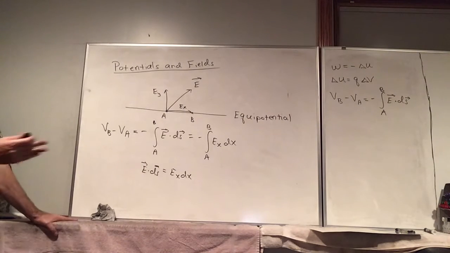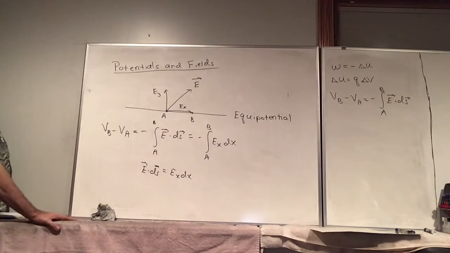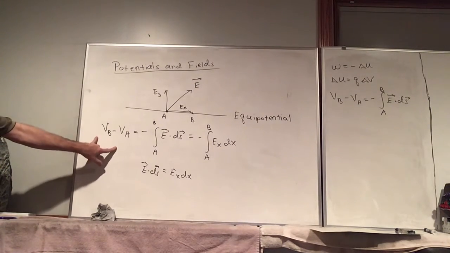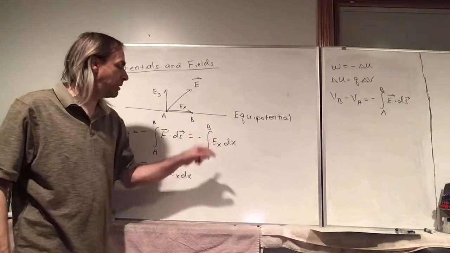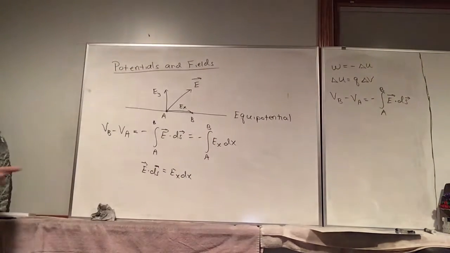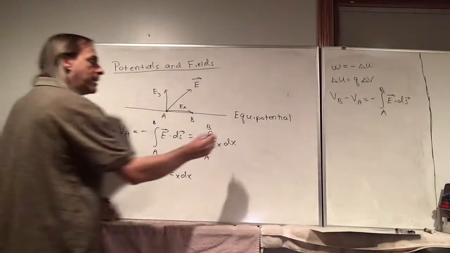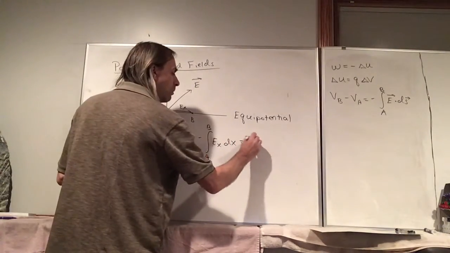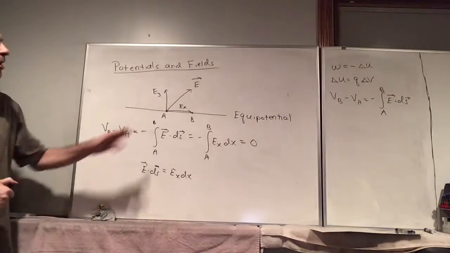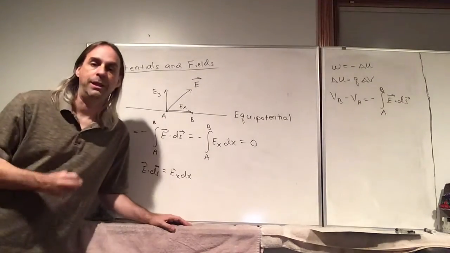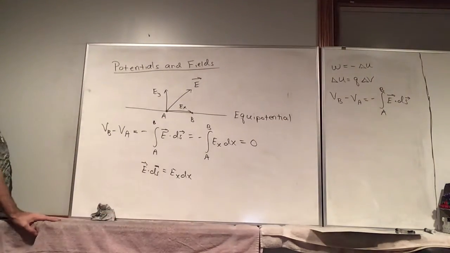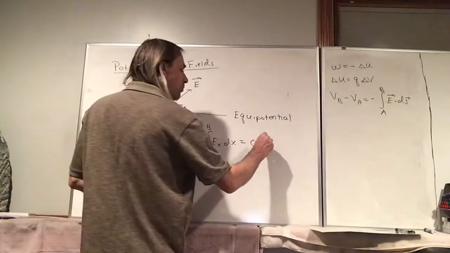Okay, so just applying what we showed just a few minutes ago, VB minus VA is minus the integral of Ex dx from A to B. However, VB minus VA is 0, because both points A and B are on this equipotential. And so what this means is that Ex equals 0.